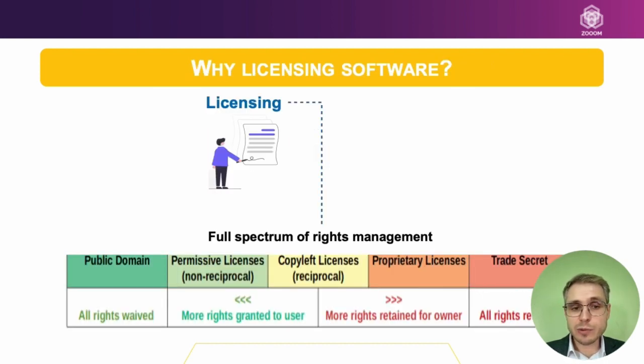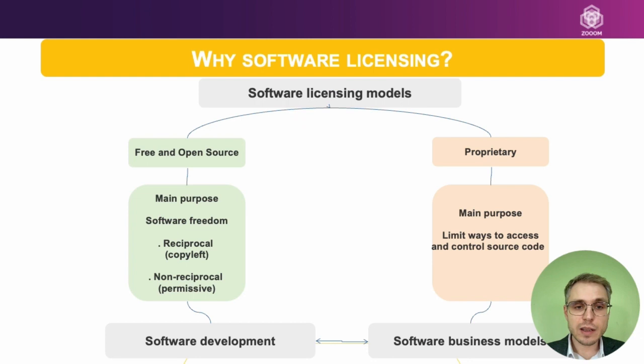Now, why do we license software? It's precisely because we are looking at allowing third parties to benefit from the full spectrum of rights that open source provides. So, for example, choosing permissive licenses, which are non-reciprocal in nature, provides third parties with more rights, whereas proprietary licenses and trade secrets allow the owner, the author of the work, to retain more rights.